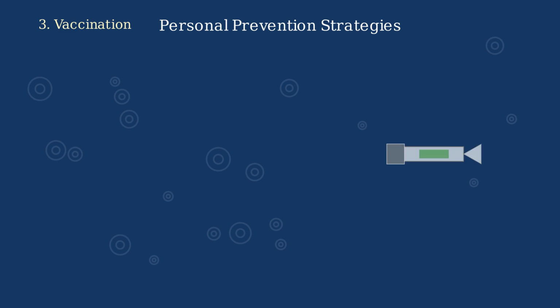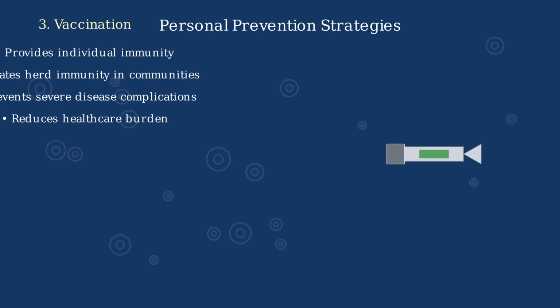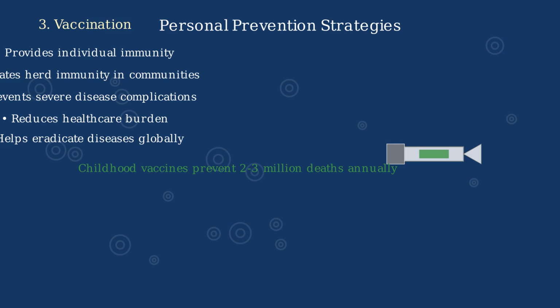Vaccination is one of the most effective preventive health measures ever developed. Vaccines provide individual immunity against specific diseases. They also create herd immunity, which protects vulnerable community members. Vaccines prevent severe disease complications and reduce healthcare burdens. Ultimately, they help eradicate diseases globally. According to the World Health Organization, childhood vaccines prevent 2 to 3 million deaths annually.